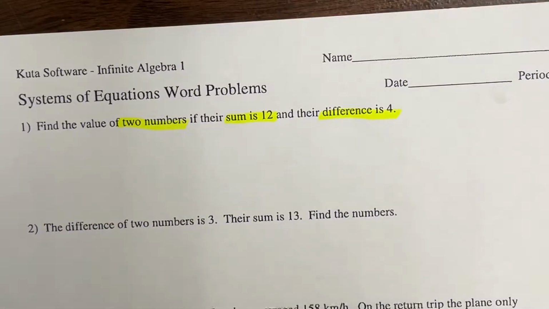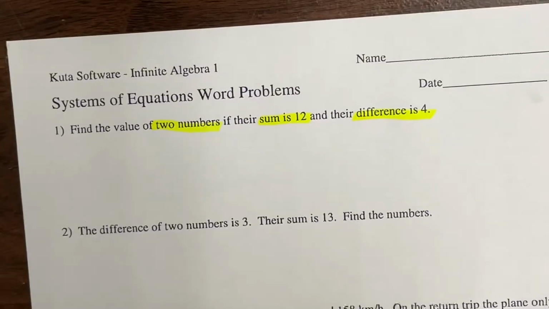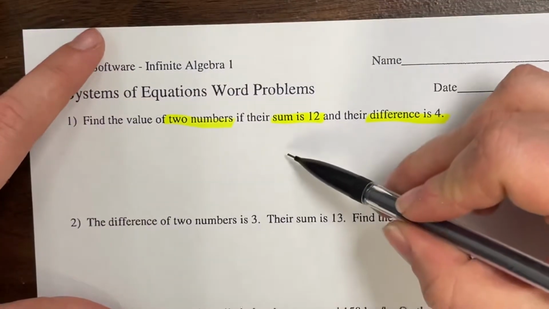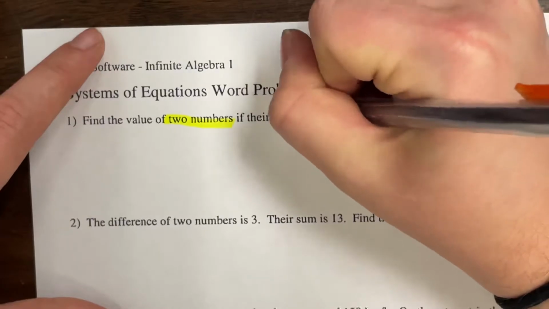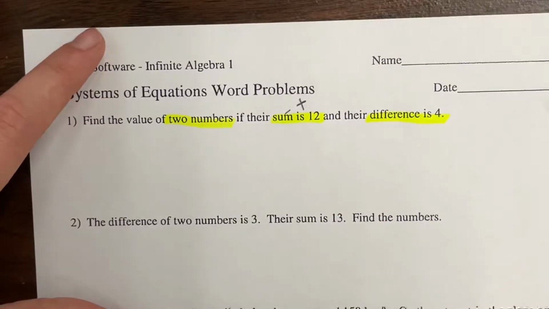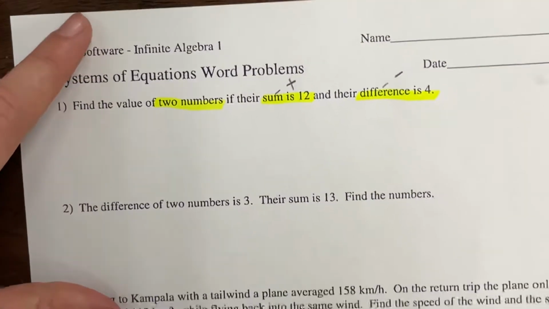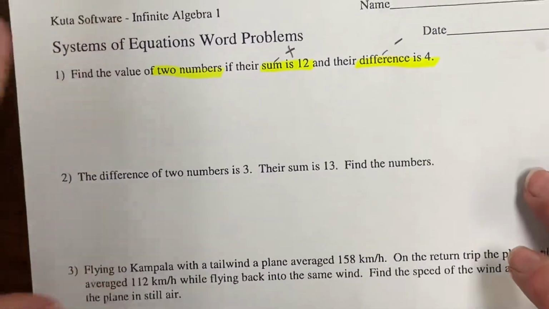Okay, please note you must annotate on these. So highlighting, underlining, circling, anything would be great as long as you're annotating. Okay, when we have a sum of something, that means that we added stuff together. And when we have a difference, that means we subtracted. That is important notes to make on here.